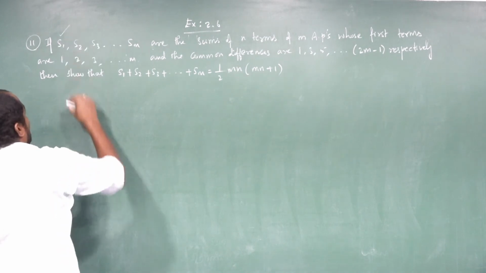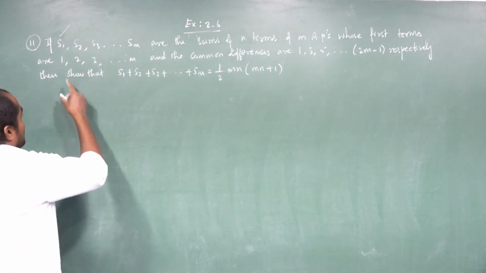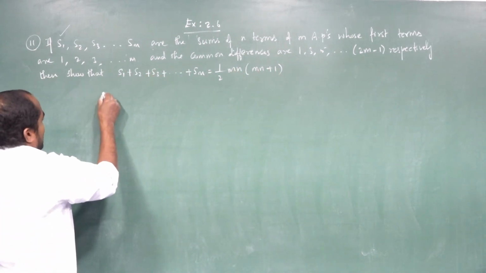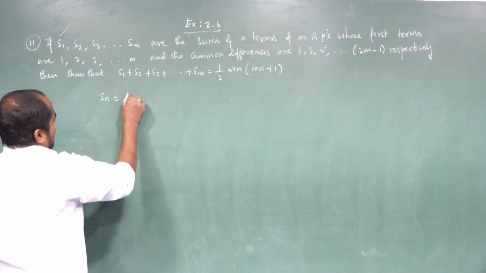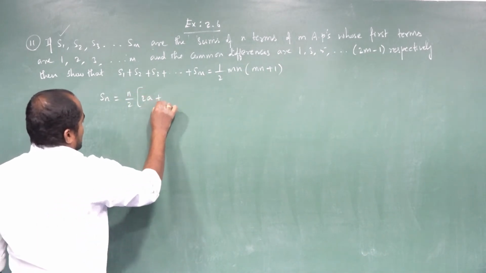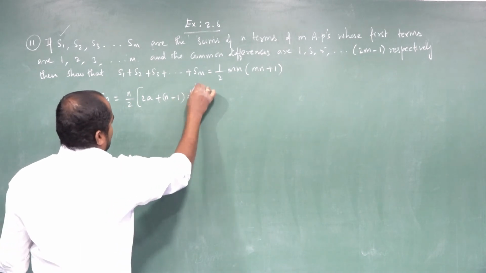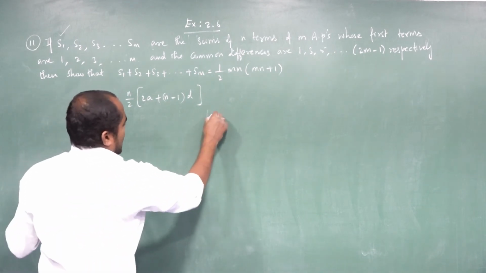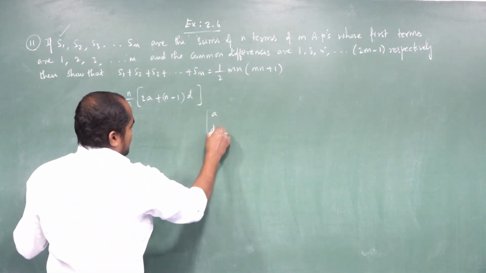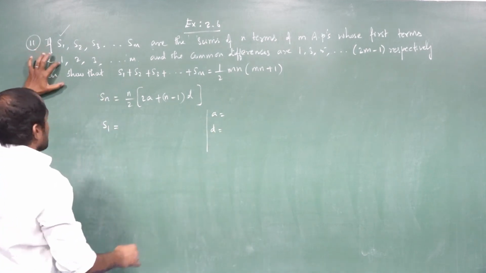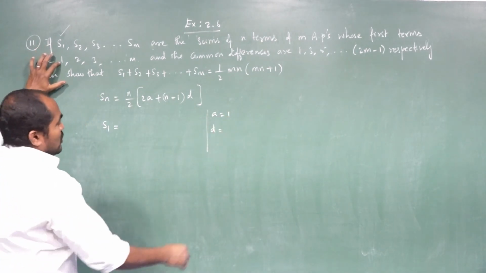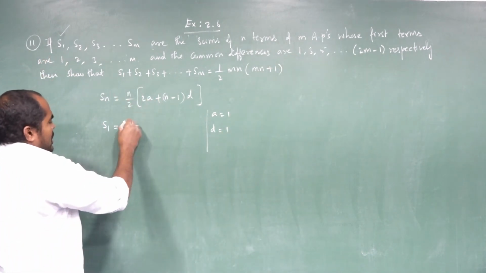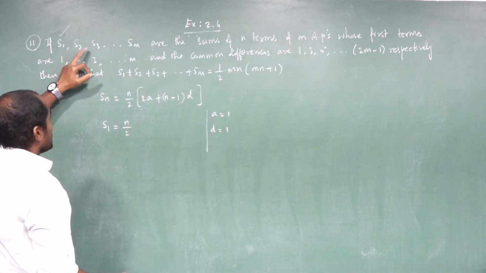So take S1. S1's first term is 1 and common difference is also 1, right? You know the Sn formula, Sn is equal to n by 2 of 2a plus n minus 1 into d. So here we want to find S1. S1 means we need a and d, right? Here the first term is 1 and the common difference is also 1, d value 1. But n is as it is, because S1, S2, S3, etc.